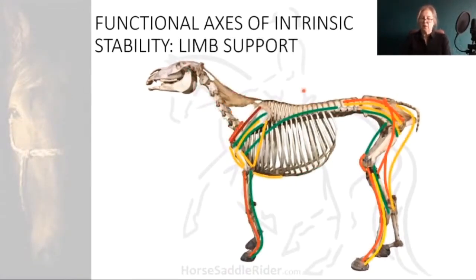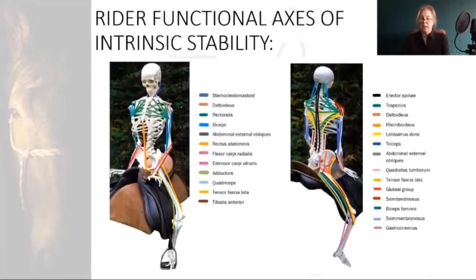These are the muscles of the limbs, and we can see how much representation there is of these muscles in the region of the limbs. And again, placing a rider here, if the horse was not sufficiently fit to cope with that rider load, it would be much more difficult for the horse to move. And same for the rider.